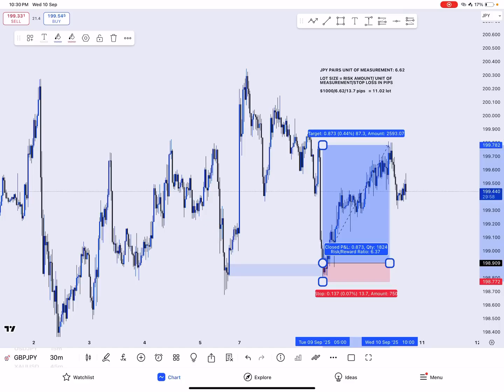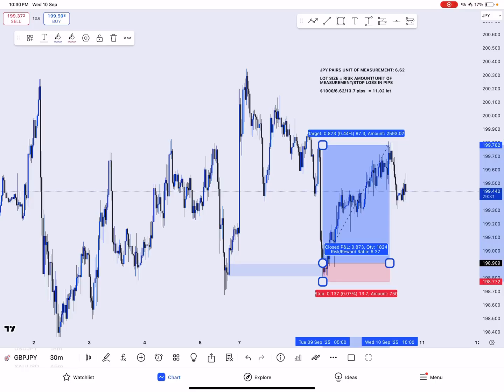What you would get is 11.02 lot size. It means that if you use 11.02 lot size and you take this particular trade and your stop loss of 13.7 pips hits, you're losing exactly $1,000. And how to know that you're correct is, this is a 1:6.37 RR trade, meaning that if you risk $1,000, you're making $6,370. That's what you're estimated to make.